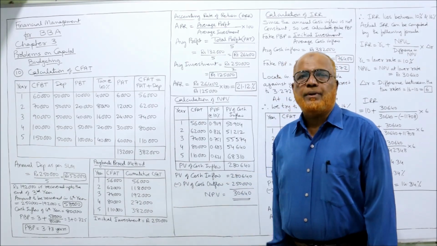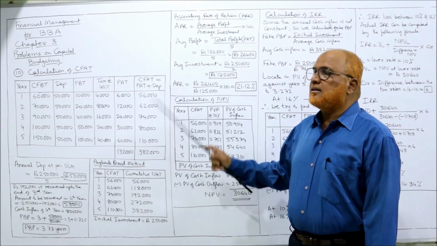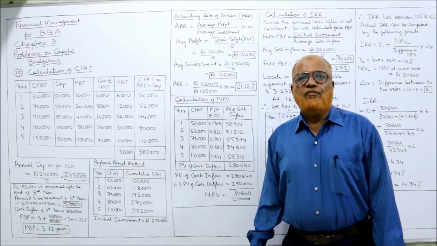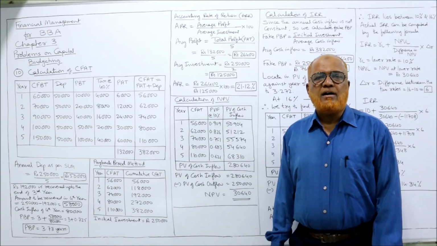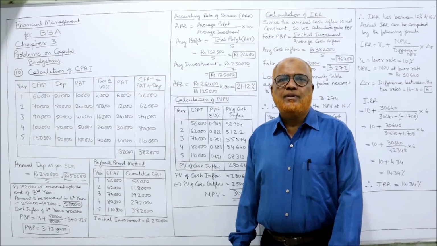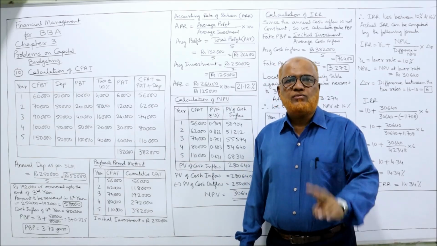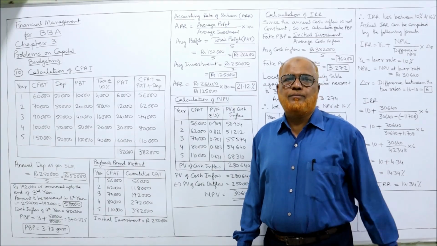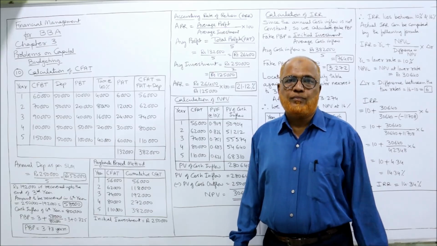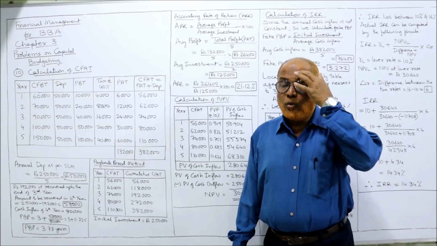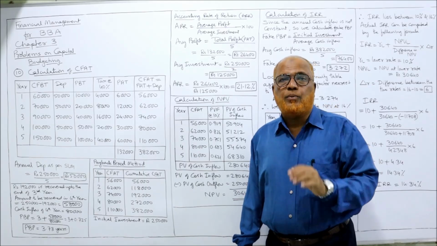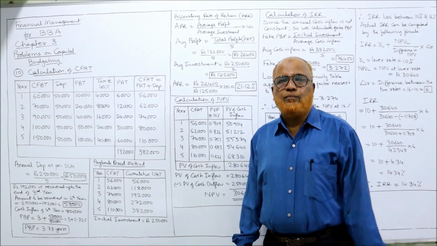So one technique we have completed. The second technique is accounting rate of return or average rate of return. The formula for ARR is average profit divided by average investment into 100. So two things we require: average profit. Profit means accounting profit, not cash inflow. That point you have to remember.